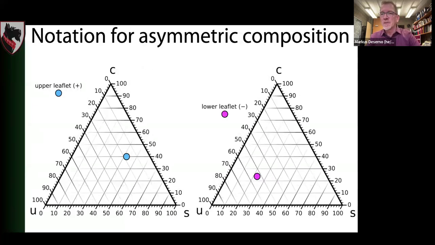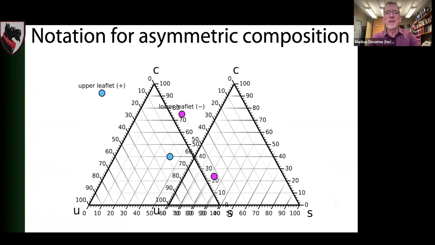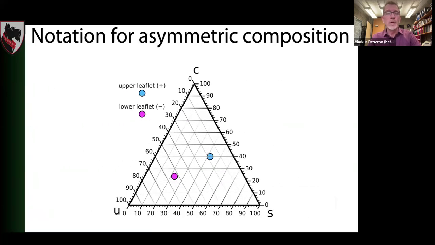Superficially, this doesn't actually look like such a complicated scenario. We have two sides, both sides are ternary, so I guess we get two Gibbs triangles. The one triangle with this blue dot for the upper leaflet and another triangle with this magenta dot for the lower leaflet. And you have these two compositions. Since I don't want to draw two triangles, maybe we can just put them together. We have one Gibbs triangle and 2 points in there which tell us what these compositions are.